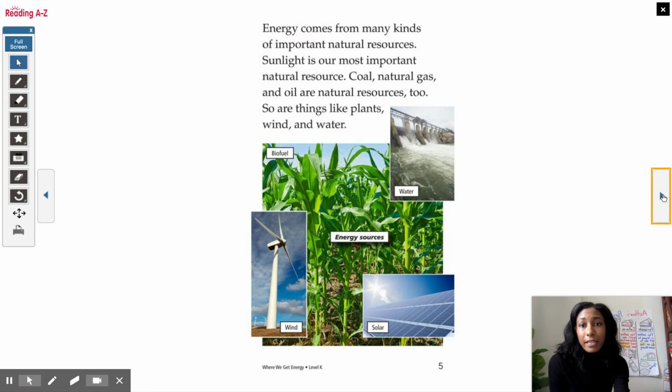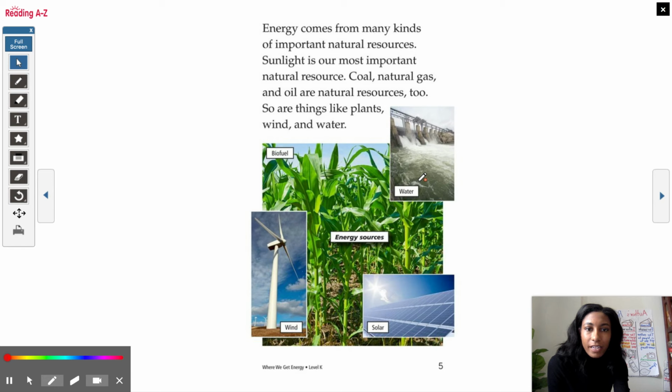Energy comes from many kinds of important natural resources. Sunlight is our most important natural resource. Coal, natural gas, and oil are all natural resources too. So are things like plants, wind, and water. I see some more text features. So I see a caption right here telling us this is water. I see another caption right here telling us this is wind. And then another text feature right here telling us this is solar. So different kinds of energy. Let's keep going.